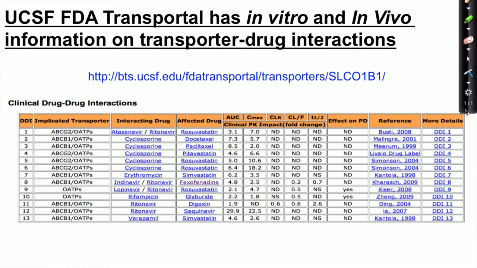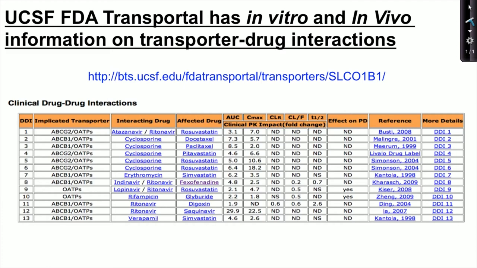So there are databases where you can look up transporter-mediated drug-drug interaction studies, either in vitro or in vivo, get information from those databases, and identify references. But those tend to be for more historical drugs. For newer drug molecules, the database is not being updated at this point in time.